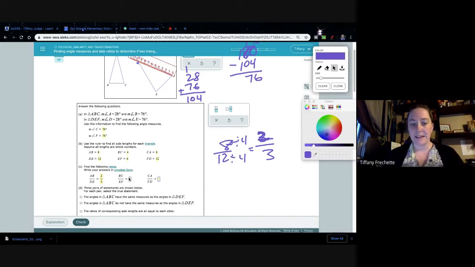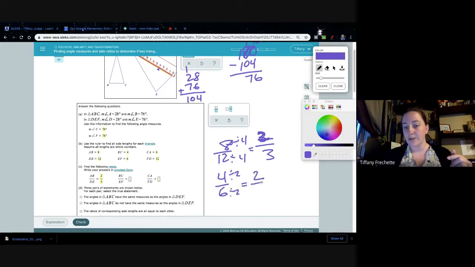All right, BC. So we have 4 to 6. Remember, we have to reduce it, so I don't want to write 4 and 6. I actually want to make sure I write it completely reduced. So 4 over 6, they can both divide by 2. So I get 2 over 3.